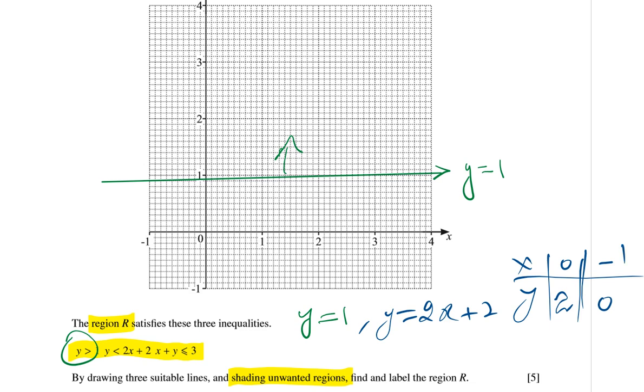So 0 comma 2 and -1 comma 0 are on our line. Now you can draw the line. Actually, the lines have to be shaded ones. So this is your line, and this line has to be drawn again.